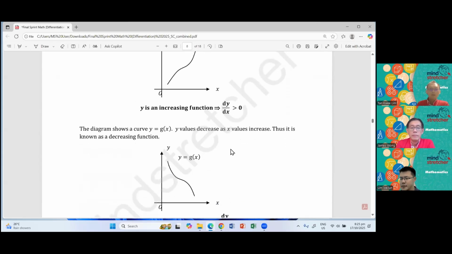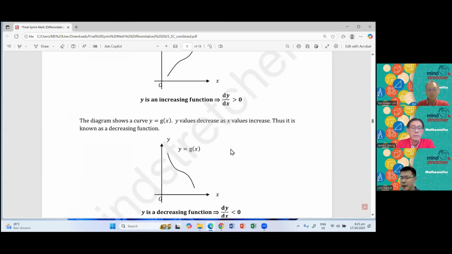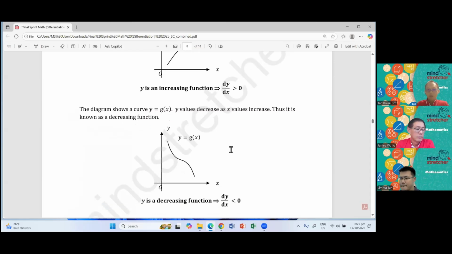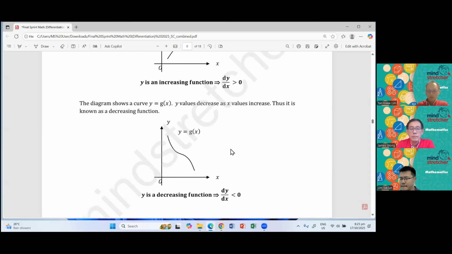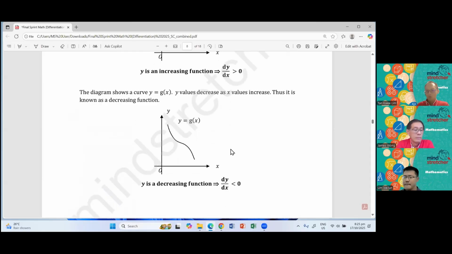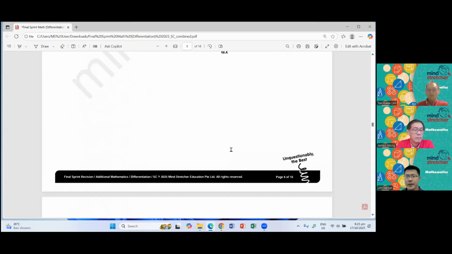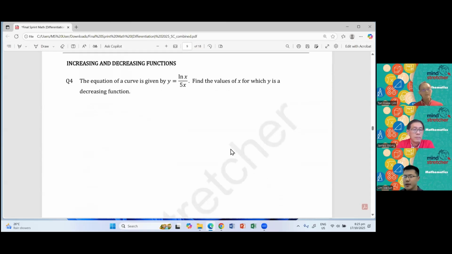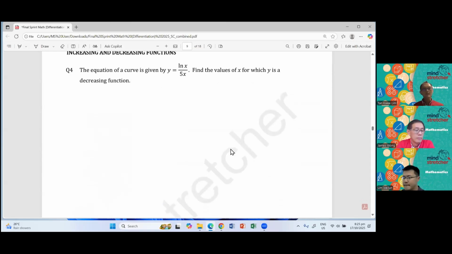In the case of y equals g(x), it is a bit different: the y value decreases as the x value increases. So this would be a decreasing function, where your dy/dx will be less than 0. Now we have a question where the equation of a curve is given by y equals ln x over 5x. Find the values of x for which y is a decreasing function.